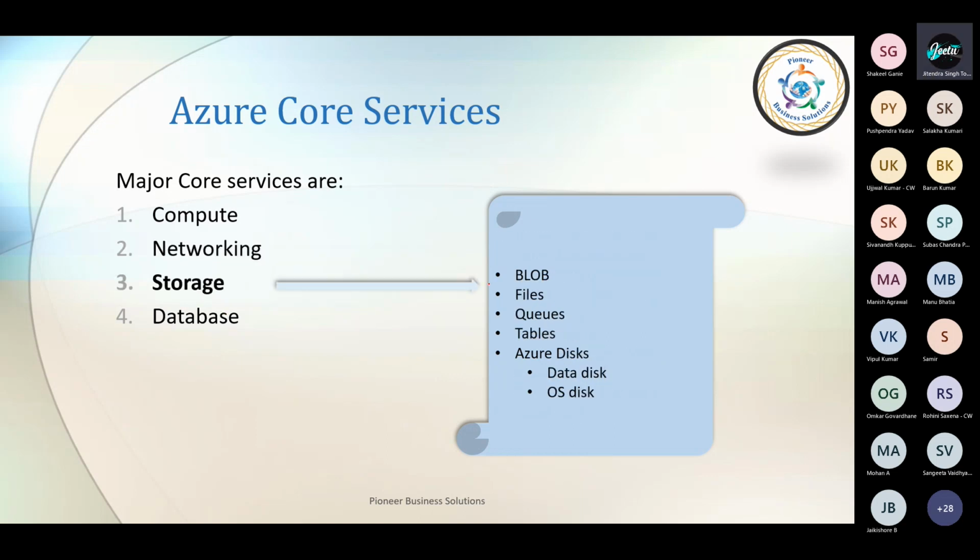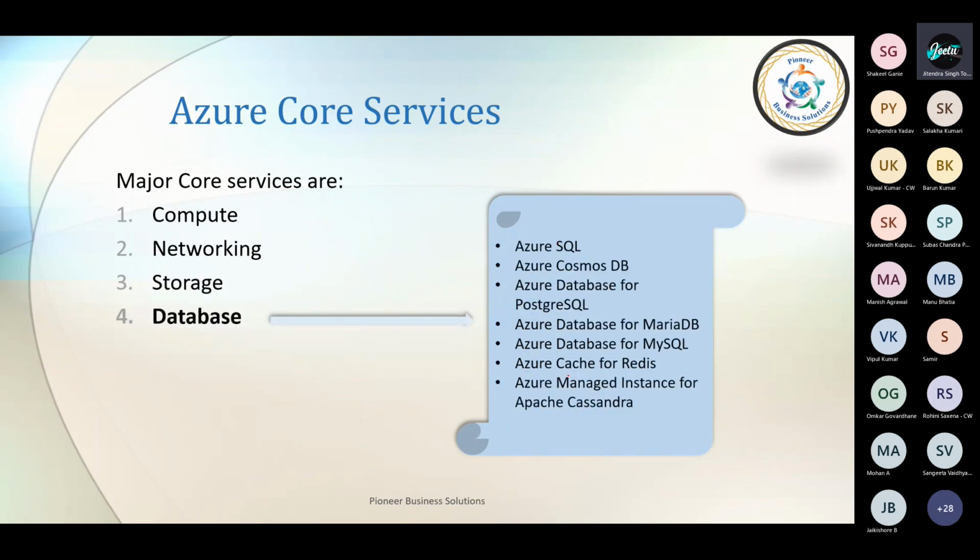Third is the storage part. So we have blob, binary large object, file, queues, tables, Azure Disk, and so on. Then we have several databases available. You have Azure SQL, Cosmos DB, database for Postgres, MariaDB, MySQL, Redis, and Apache Cassandra. So we have a huge variety of services that can be simply used within Azure, and then you can implement any of them.